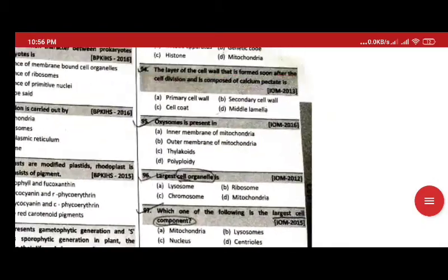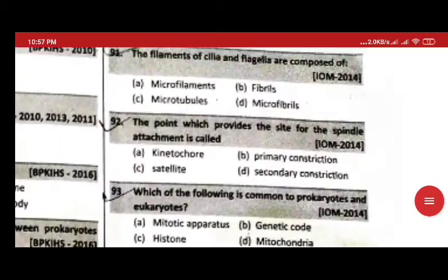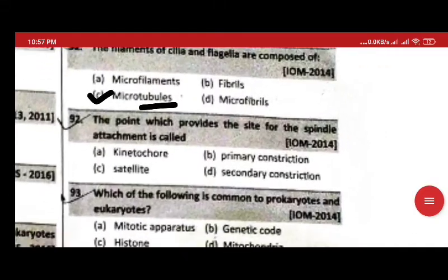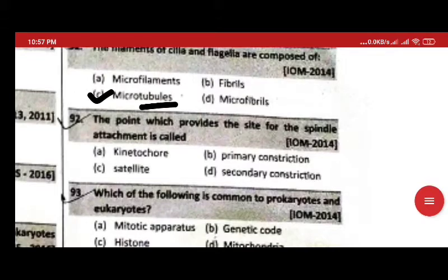Chromoplast, that is color giving other than green. Now, the filament of the cilia and flagella is mainly composed of what? Microtubules. So microtubules is the main. MT, MEF and EF, you should remember.